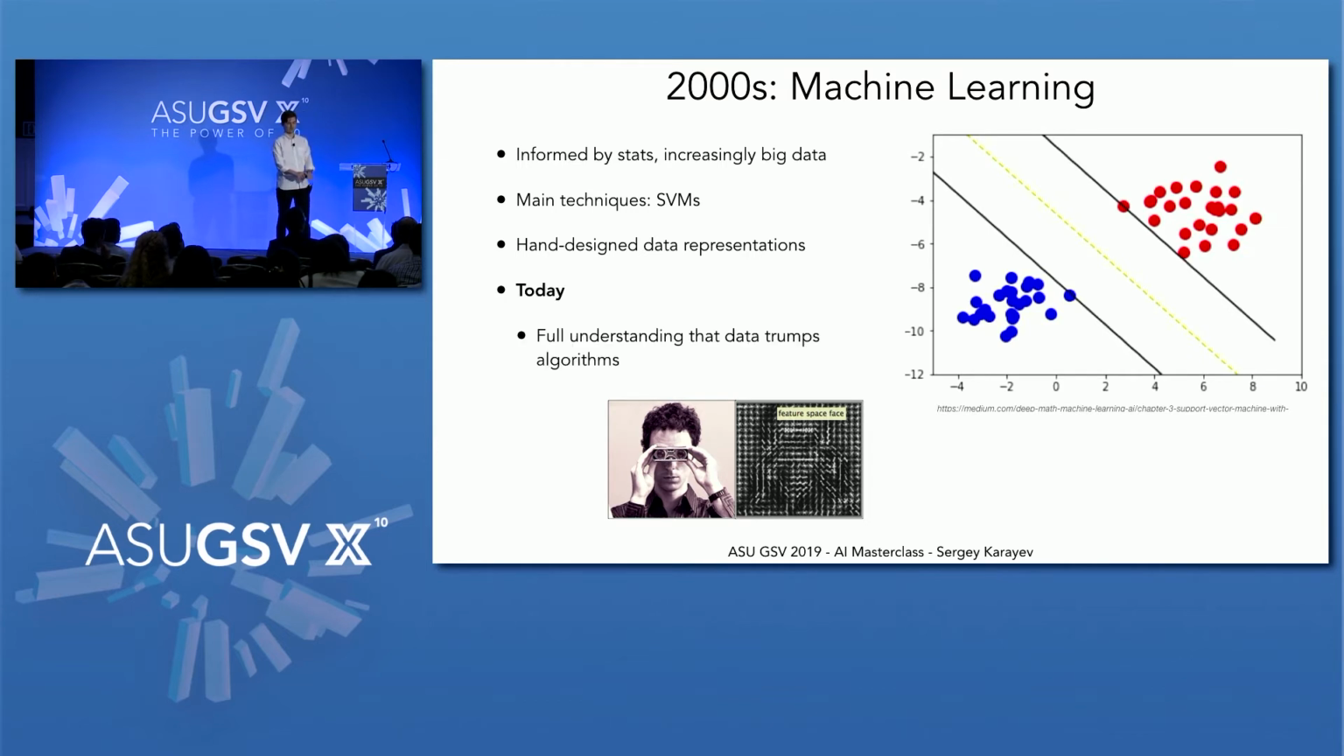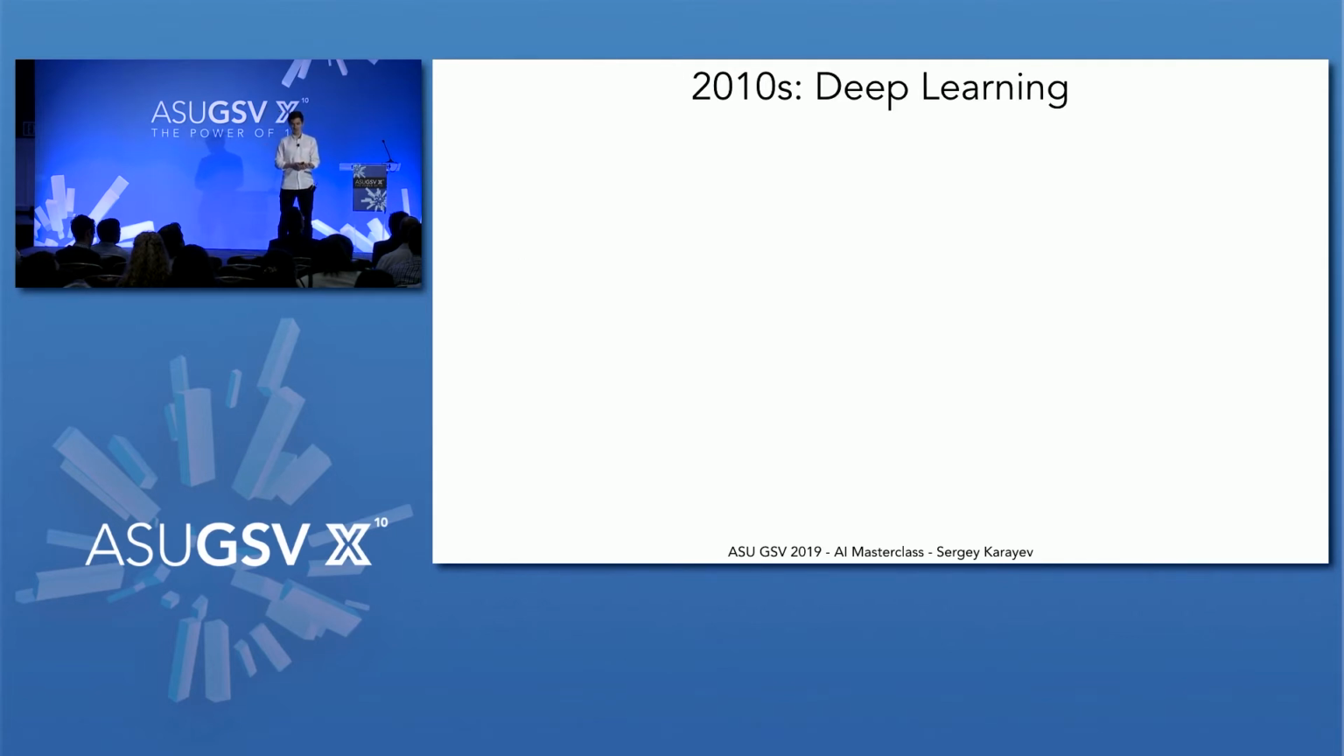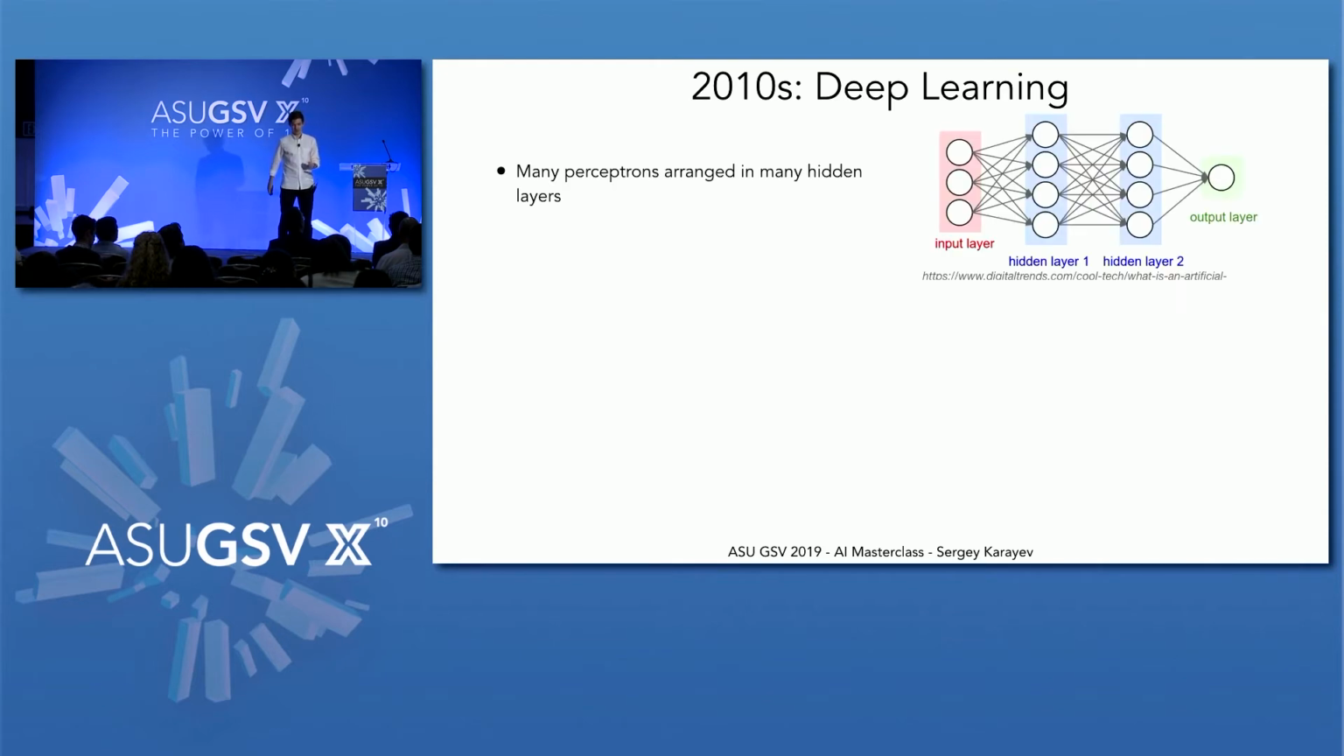Today, we have full understanding that data trumps algorithms. Basically, most progress is due to larger data. And if you have something that works, you would be better off adding data to it rather than fine-tuning the algorithm. In the 2010s is when deep learning came to the fore. Deep learning is really just the perceptrons from 1957, but a lot of them, arranged in layers and layers. And this is better than hand-designed data representations.